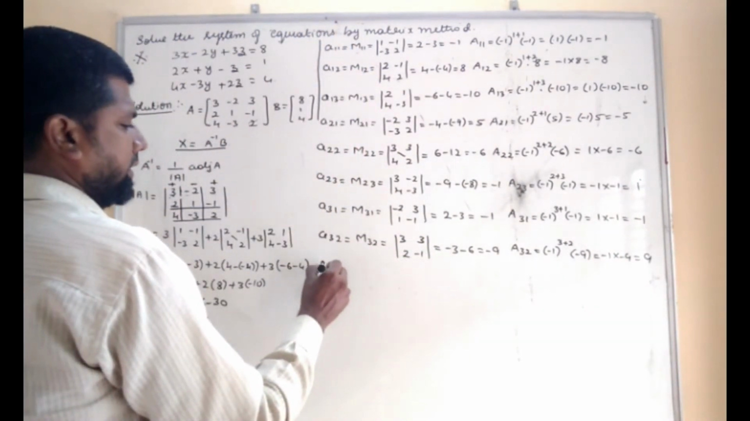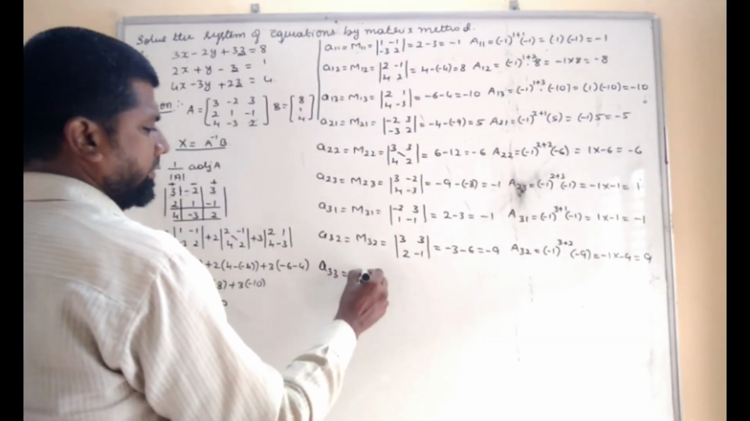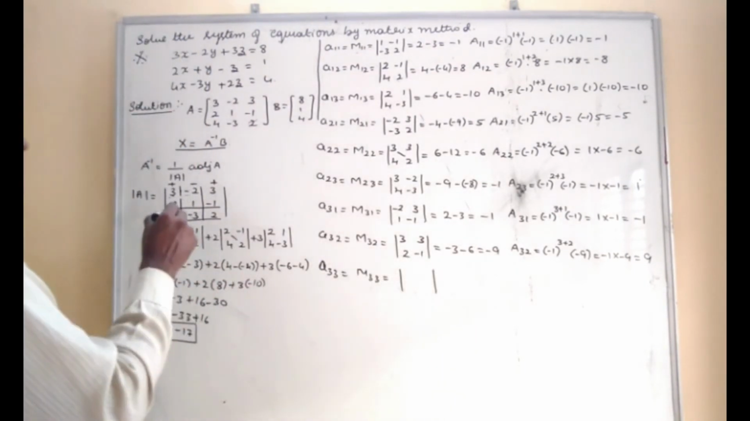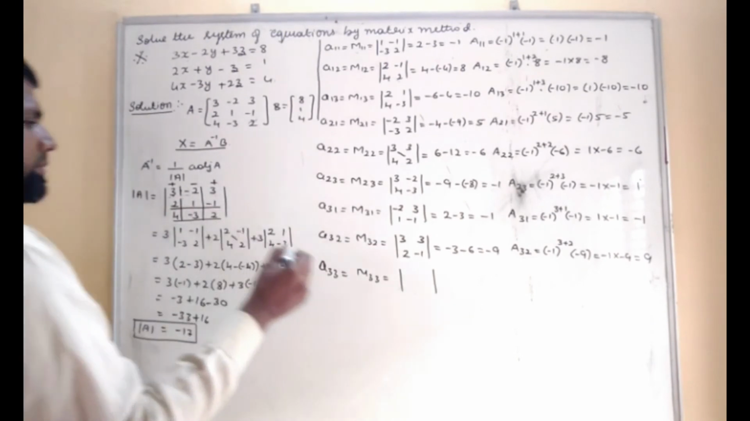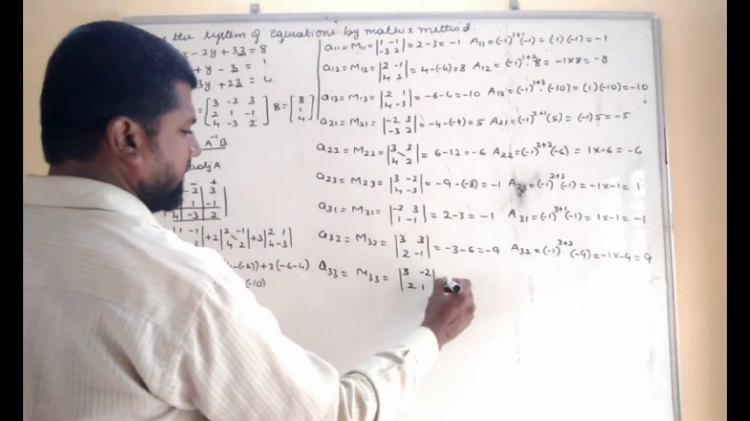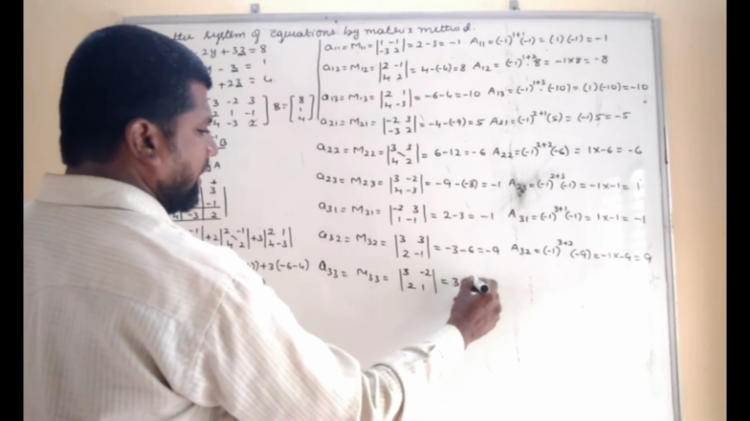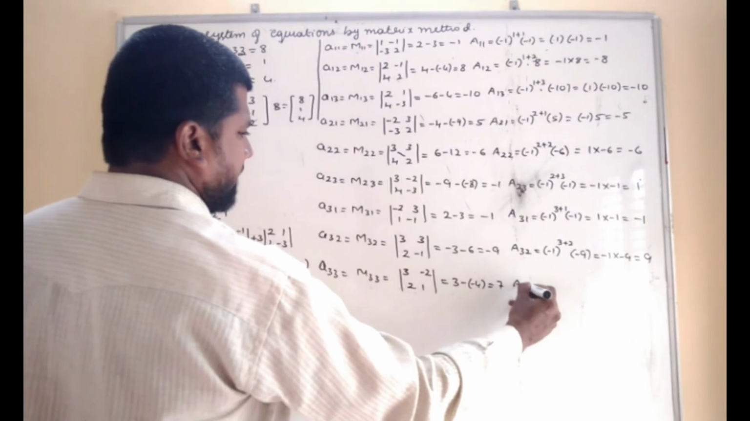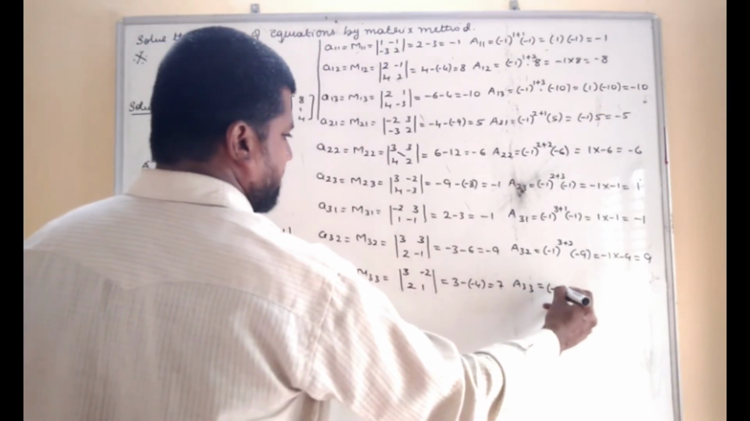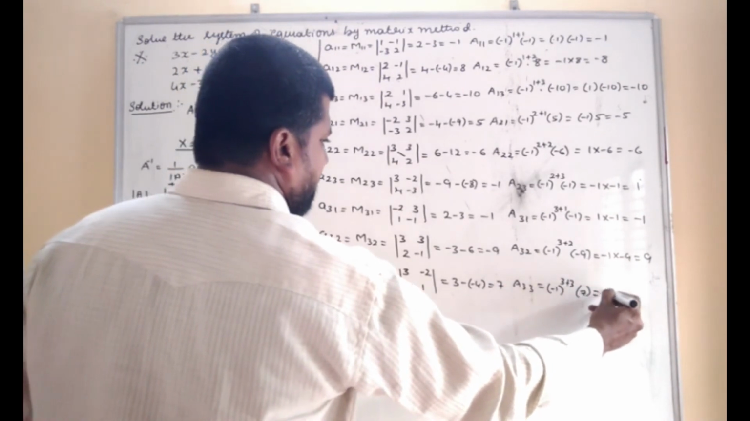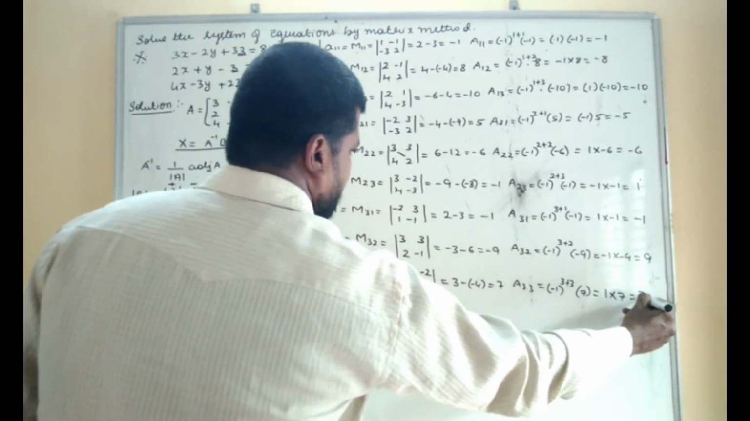Again, A33 is equal to M33. M33 lies in the third row and the third column. 3 minus 2 into 1, that is equal to 3 minus of minus 4, that is equal to 7. A33 is equal to minus 1 whole to the power of 3 plus 3 into 7, that is equal to 1 into 7, that is equal to 7.